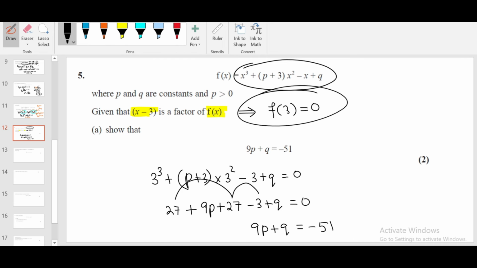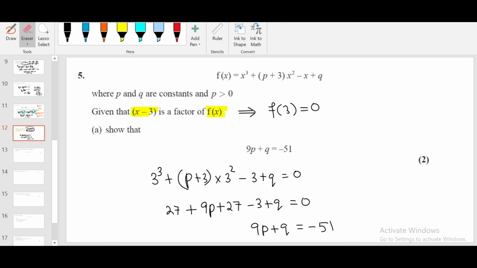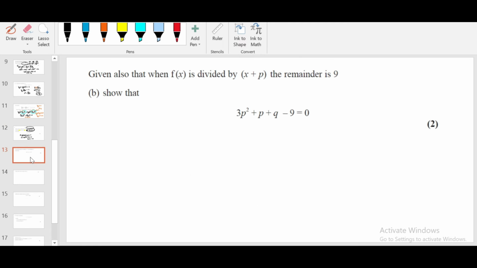You just need to know the factor theorem. Let's move on to part B now. Given also that when f of x is divided by x plus p, the remainder is 9. Now we need to apply the remainder theorem here.